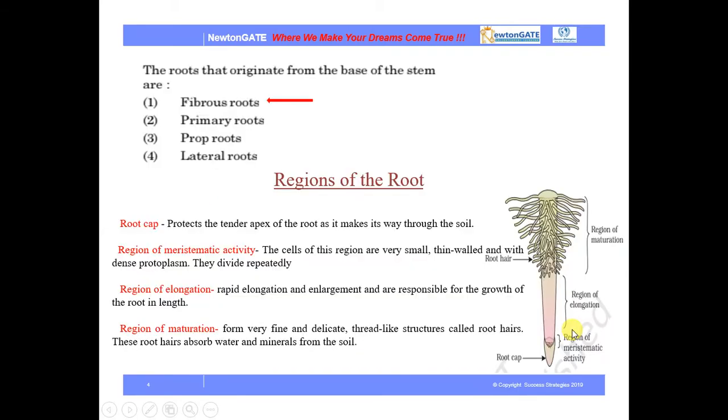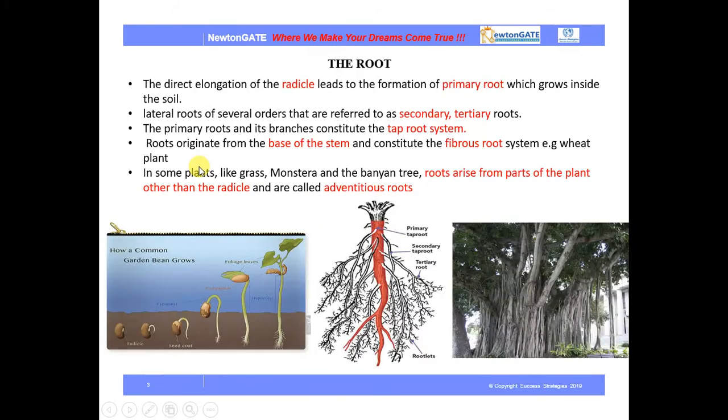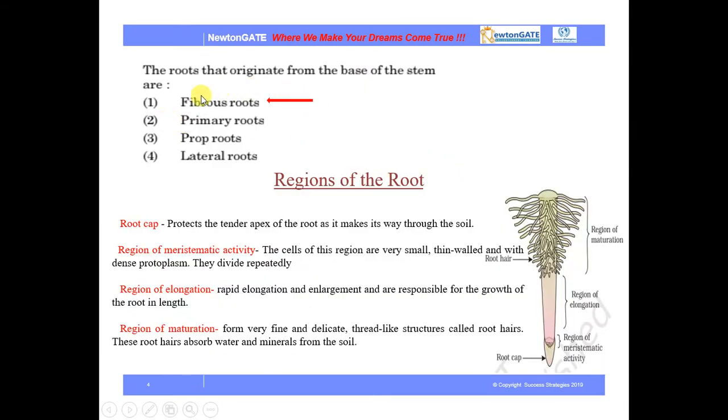Next, I am going to discuss a question from the previous years of NEET. The question they have asked is: the roots that originate from the base of the stem are fibrous roots, primary roots, prop roots, or lateral roots. So if I go to my previous slide, I have already mentioned that roots originating from the base of the stem constitute the fibrous root system. So the answer will be fibrous roots.